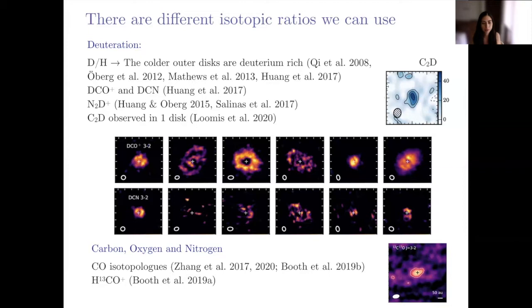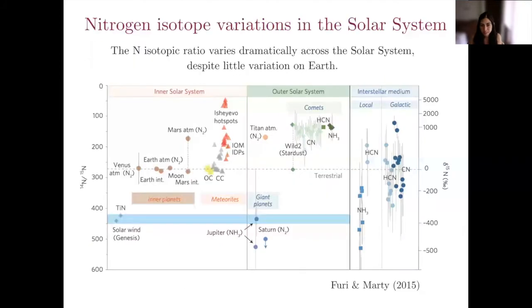We can measure the fractionation ratio in HCN in particular because it's easy to detect, just because it's bright in disks. But before that, let me briefly mention what fractionation ratios we measure in our solar system in nitrogen. What we find is that this ratio varies dramatically across different solar system bodies. This is a figure from a review of Furi and Marty in 2015. When you look at the Sun, we find that it's highly depleted in 15N, and the value on Earth is about 272.